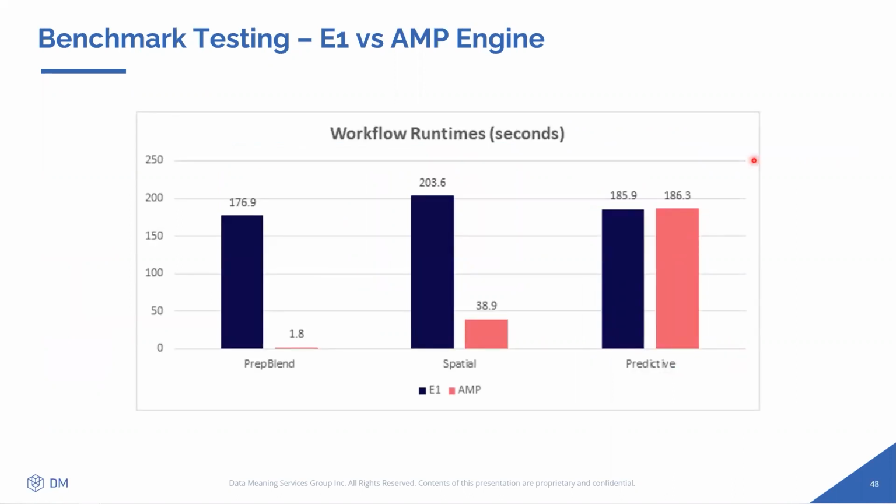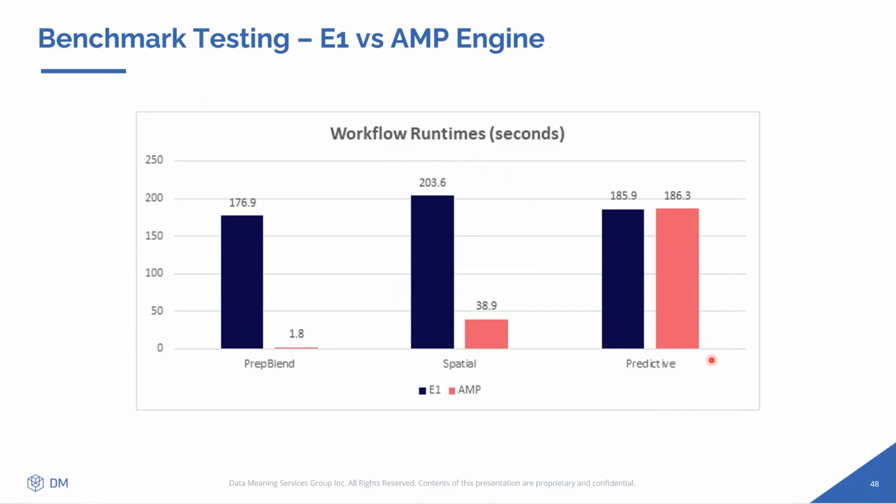So this is on the Alteryx server. As you can see for the Alteryx gallery, look how fast it ran. It took almost 3 minutes for the A1 engine, and almost 2 seconds for the AMP engine. And as you can see, of course, we have a difference related to the spatial, and for the predictive we don't have much gains here. But the idea is that you can always think about leveraging the AMP engine.